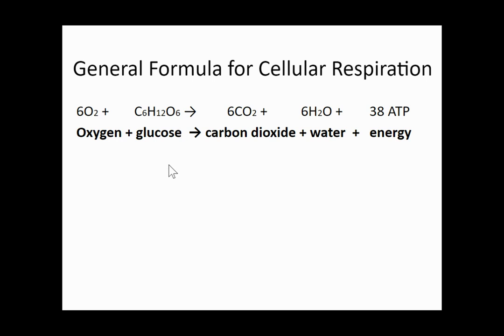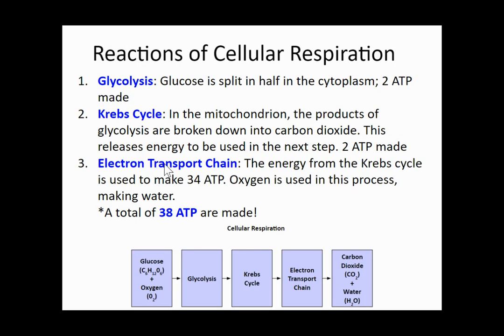So we're going to break down the reactants and products and look at where they're being used and produced during this process. So the reactions of cellular respiration come in 3 steps. The first step is called glycolysis. In glycolysis, glucose is going to get split in half. And this happens in the cytoplasm of the cell, so it's outside of the mitochondria. And from that process, we're going to make 2 ATP.